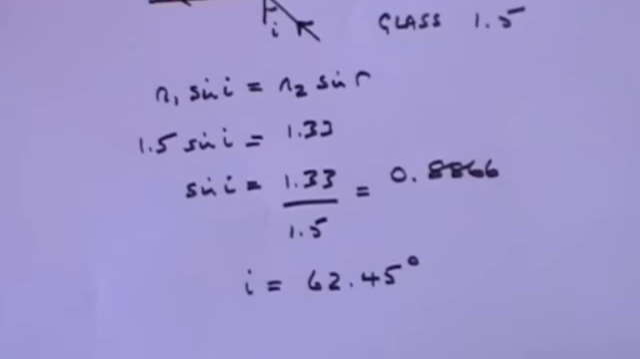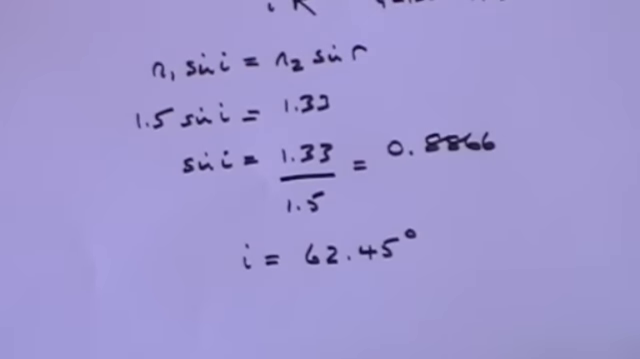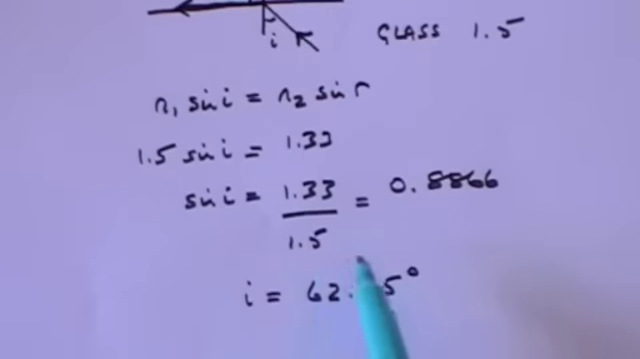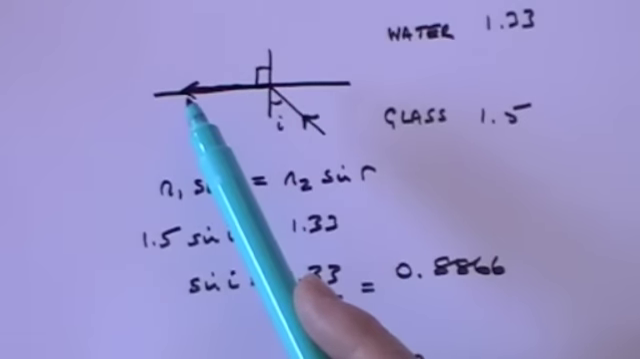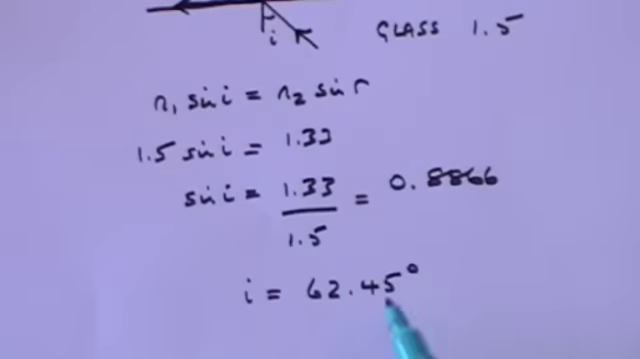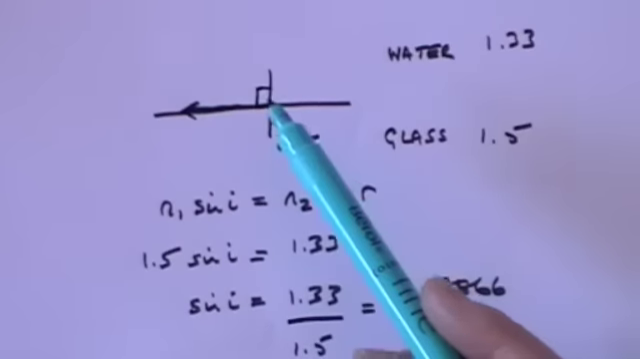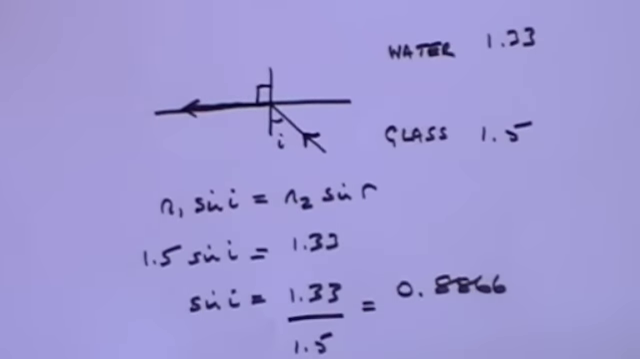So when the angle of incidence is 62.45 degrees or greater, then you will get no refraction. All the light will be reflected, or at least at that precise angle, the light will be refracted along the surface. If that angle goes up even by a slight amount, all the light will be reflected.